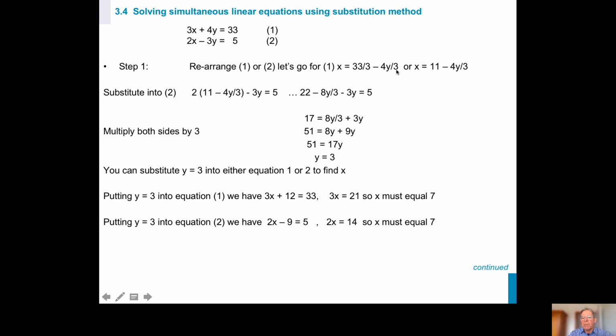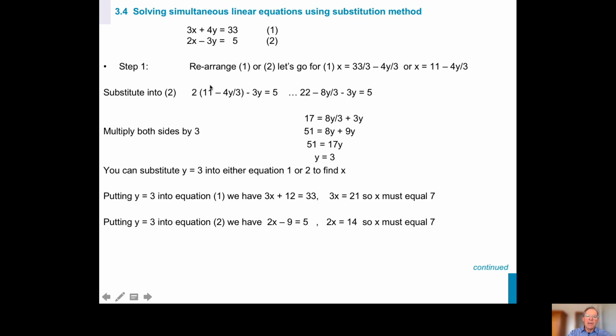So we'll end up with 33 divided by 3 is 11. So x equals 11 minus 4y over 3. Now we can grab that little expression and plug that into equation number 2. We can say 2 lots of x. What's x equal? x equals 11 minus 4y over 3. So put that in for where x is, minus 3y equals 5. Now we've got rid of the x. We've got like terms, these are only y's now, and we can solve it using the technique that we just saw a couple of slides back.